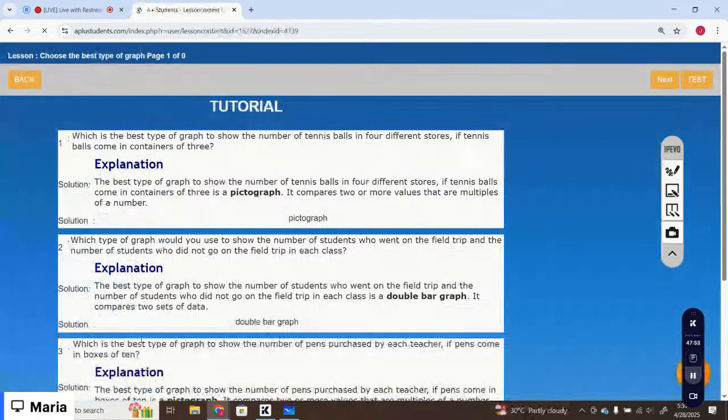Which is the best type of graph to show the number of tennis balls in 4 different stores if tennis balls come in containers of 3? The best type of graph is the pictograph. It compares two or more values that are multiples of a number. So if you are going to compare two or more things, you can use the pictograph, right?